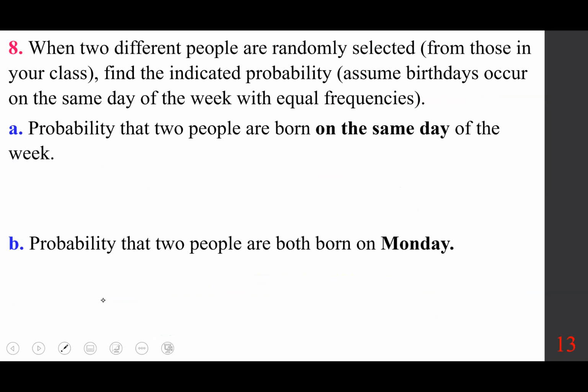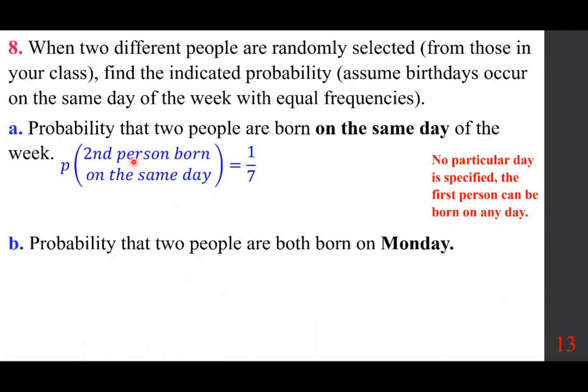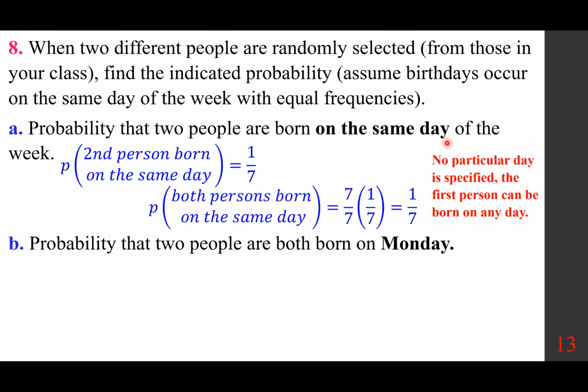Excellent. We want to distinguish between the two, and that's really the key. In the first case, no particular day is specified. The first person can be born on any day. Probability of the second person born on the same day is 1/7. So therefore, the probability is simply 1/7, or you can say 7/7, because there's no particular day for the first person. And the second person has the probability of 1/7. The product is 1/7.